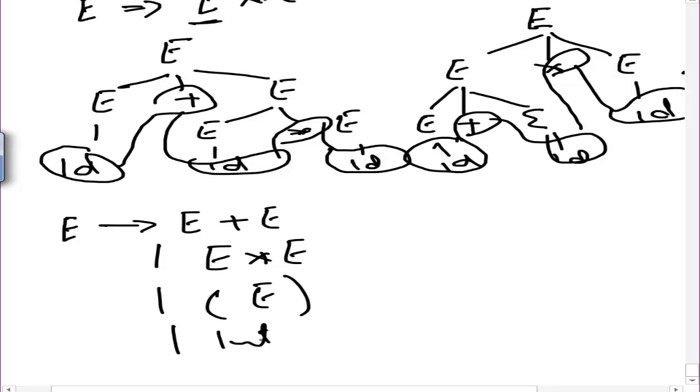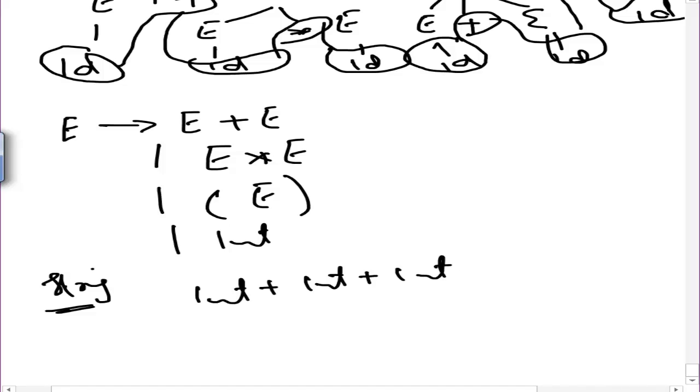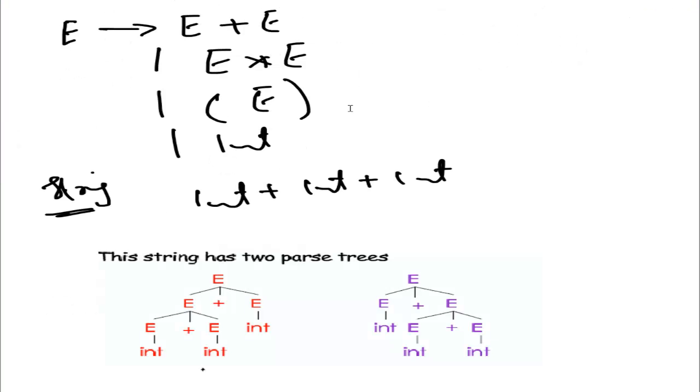Let me call it an int or ID, whatever you like. Now we have strings. Say for example we have two strings. One of the strings I decided on the top side, that is int plus int, or ID plus ID, whatever, like A plus B plus C. Now, like we did upside, this string has got two parse trees.